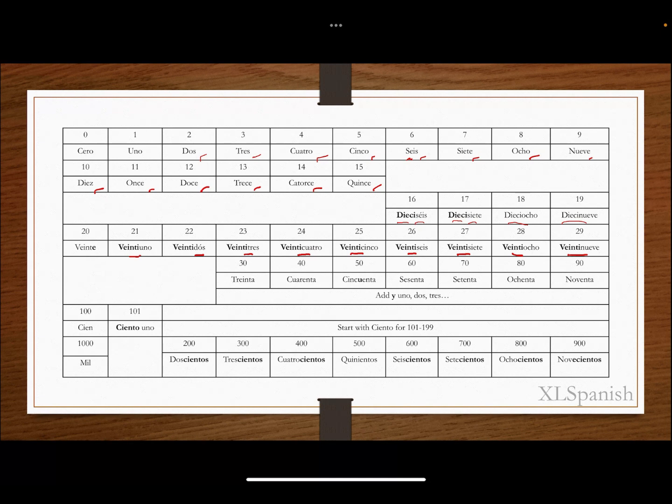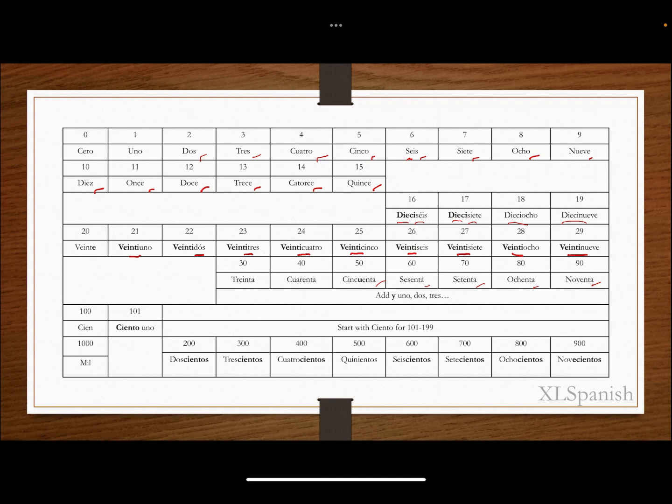Then you go to 40, which is cuarenta. 40 follows a similar type of pattern, 41, cuarenta y uno. Same thing for 50, which is cincuenta. 60 is sesenta. 70 is setenta. 80 is ochenta. 90 is noventa.